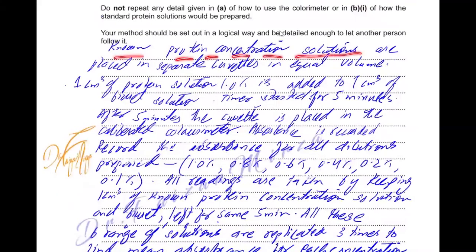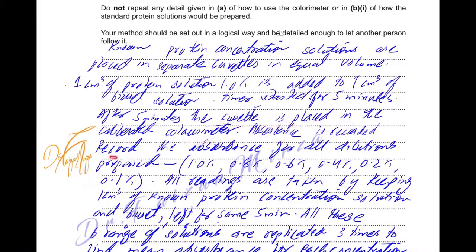Known protein concentration solutions are placed in separate cuvettes in equal volumes. 1 cm cube of protein solution, 1.0%, is added to 1 cm cube of biuret solution. Timer is started for 5 minutes. After 5 minutes, you will have purple color there. The cuvette is placed in the calibrated colorimeter.